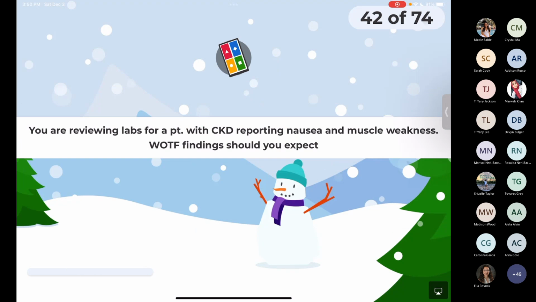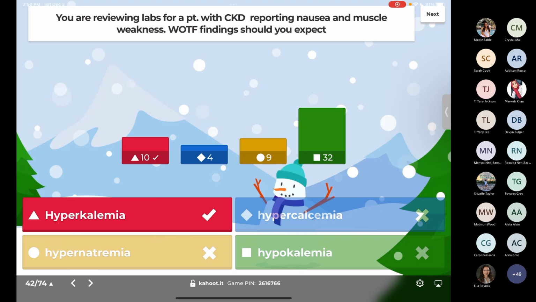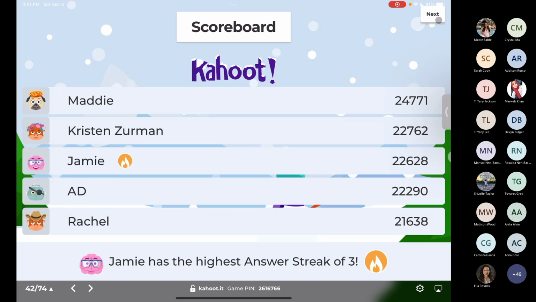Absolutely. You're reviewing labs for a patient with CKD reporting nausea and muscle weakness. Which of the following findings should you expect? Awesome job, guys. It is hyperkalemia because they are no longer excreting potassium. Additionally, that muscle weakness, that is our hyperkalemia.